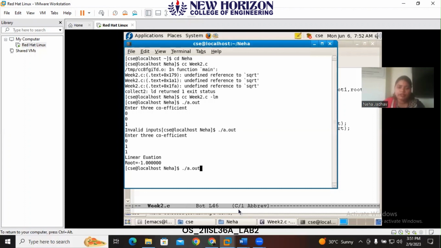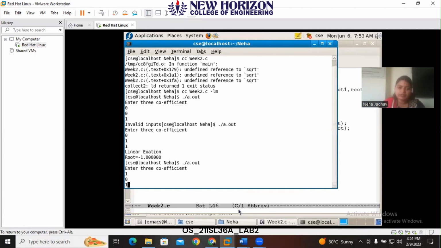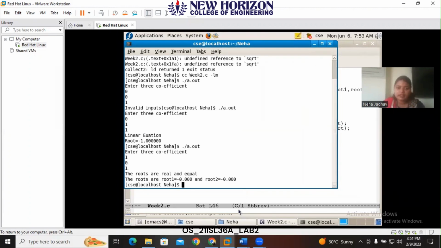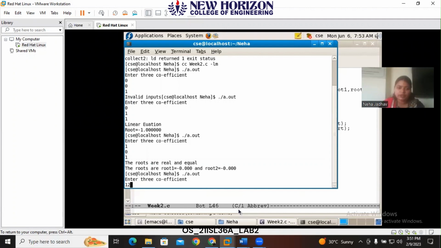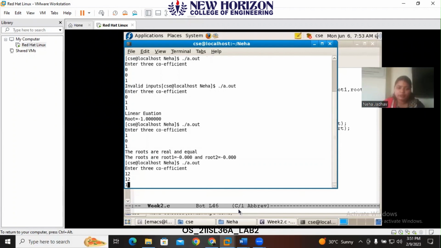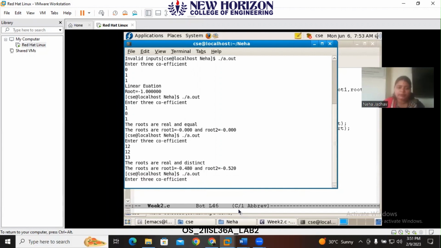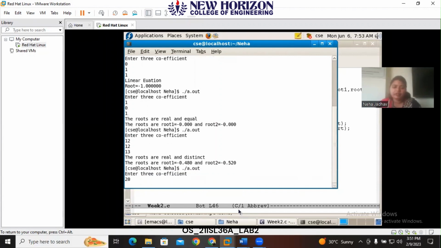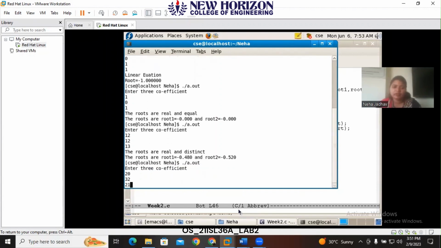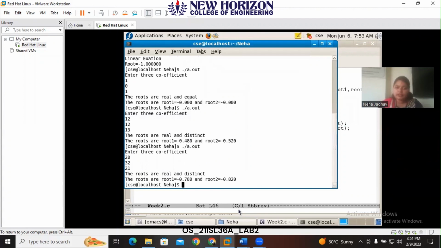I am going for the next. I am giving a value as 1, b value as 0, c value as 1. It is showing the roots are real and equal. Next I'm trying again, giving the values 1, 3, 2. It is showing the roots are real and distinct, and it calculates those roots. Let us try real and distinct one more time. I'm giving 2, 3, 1. Again you are getting the roots are real and distinct.